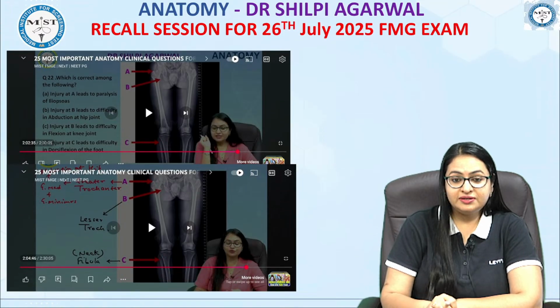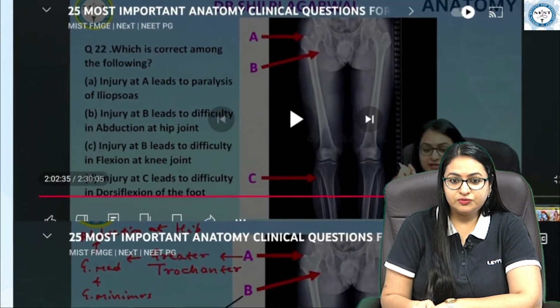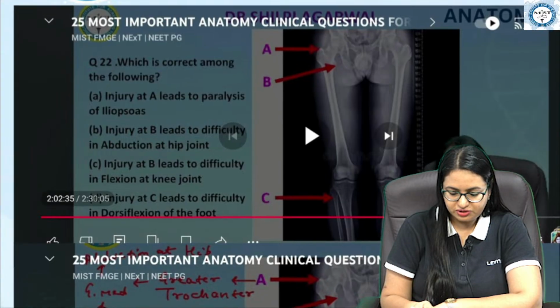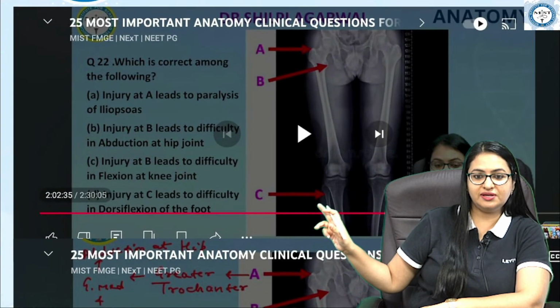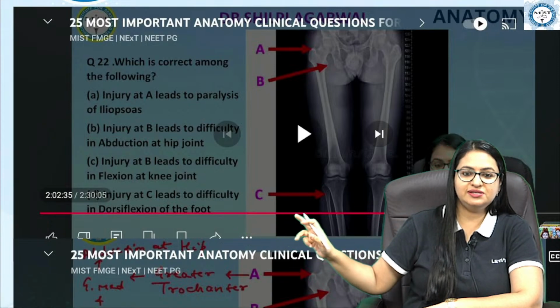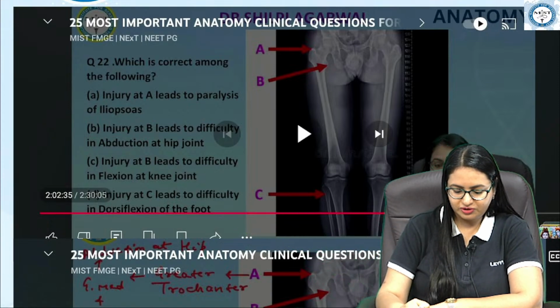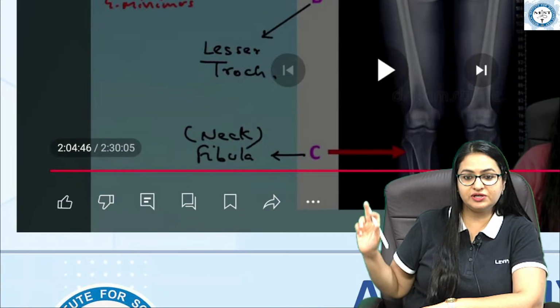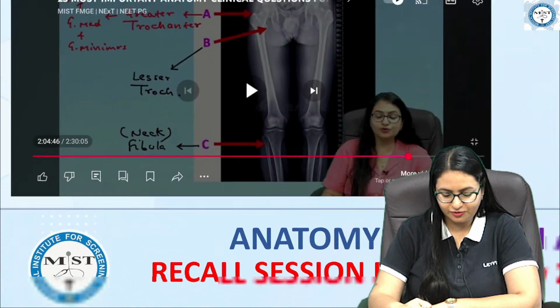So we have already discussed this question when we were doing the 25 important YouTube session. In that we mentioned this same thing, the arrow here, and we said injury at C leads to difficulty in dorsiflexion of the foot, and we specifically mentioned that C is the neck of fibula.